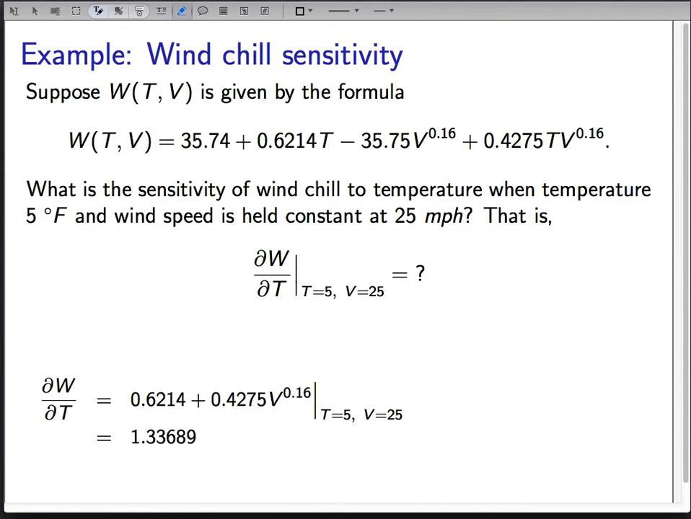Okay, so let's look at this now, instead of with respect to wind speed, with respect to temperature. If I ask what the sensitivity of wind chill is to temperature, when temperature is 5 degrees, and wind speed is now held constant, that's simply asking for the partial with respect to t. And that's pretty easy to compute, and I'll let you try that on your own, but the answer you should get is right down here. And if you plug in t equals 5 and v equals 25, you get 1.33689. So what does that mean? If the temperature goes up a degree, I expect the wind chill to go up actually a little more than a degree, 1.33 degrees, when the temperature is 5 and the wind speed is 25.